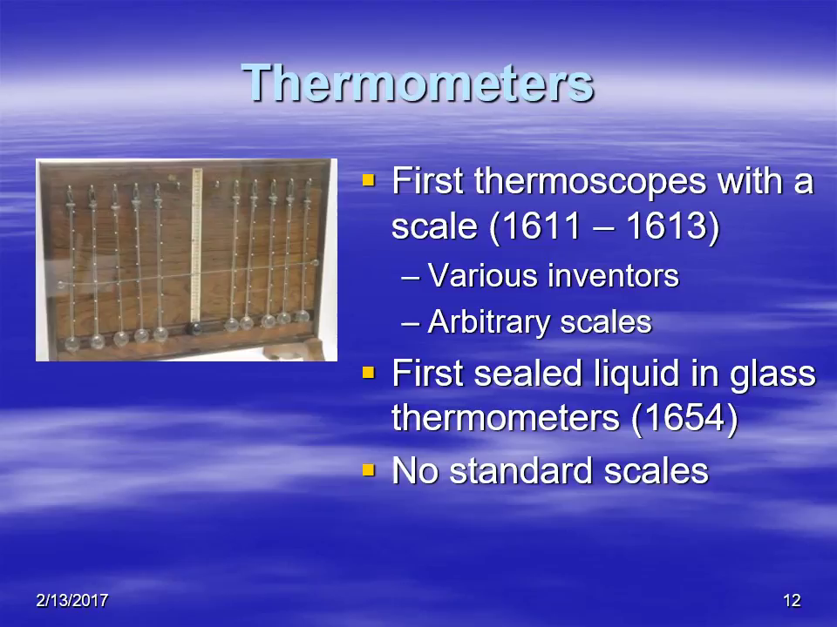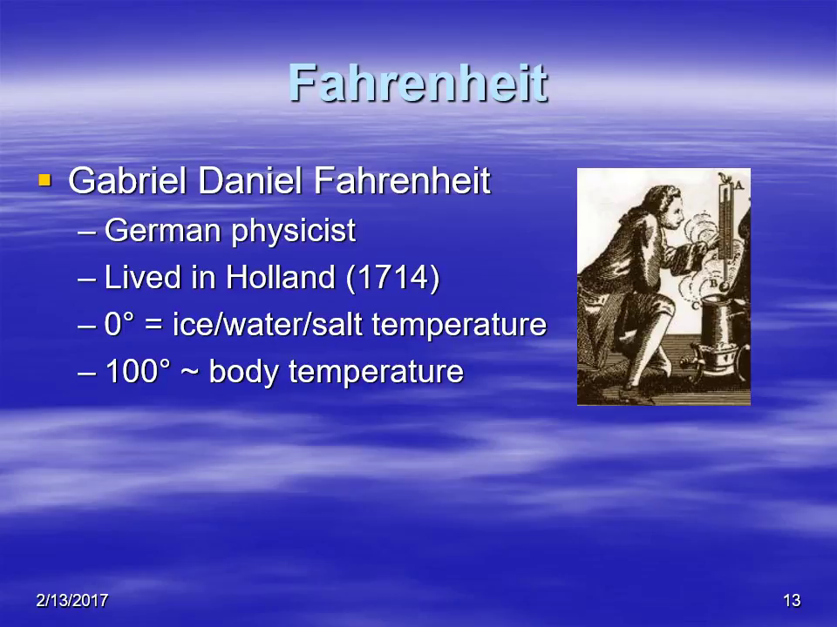The first thermoscopes with a scale came out about 1611. There were various inventors, and there were arbitrary scales. There were no real fixed scales. They started sealing up thermoscopes in about 1654. That's when we can call it a thermometer from that point on. However, even at that point, there were no standard scales. Then finally, about 1714, in Holland, a German physicist named Gabriel Daniel Fahrenheit came up with a standard scale with references: at 100 degrees you had body temperature, and at 0 you had the temperature of an ice, water, and salt mixture.